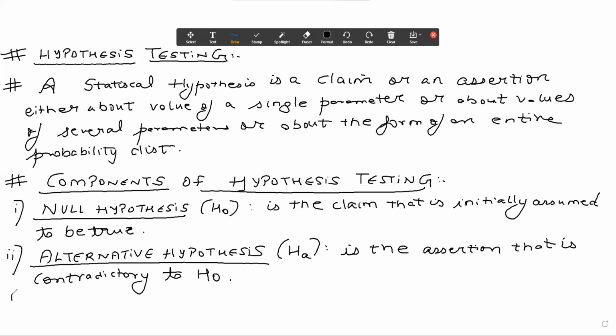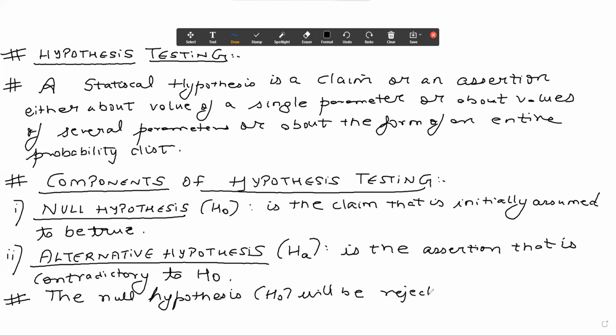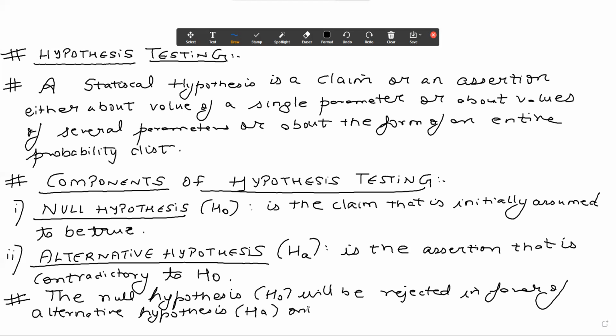So the null hypothesis H0 will be rejected in favor of the alternative hypothesis HA only if we take the sample evidence and the sample evidence suggests that our null hypothesis is false.